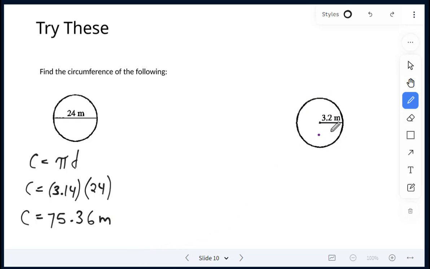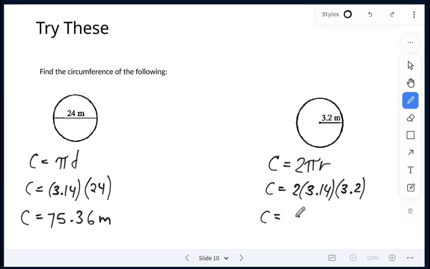For this one, we are given the radius, so I'm going to use the formula 2 pi r. So 2 times 3.14 times the radius, which is 3.2, and that gives me my circumference of 20.096, and again the units there are meters.